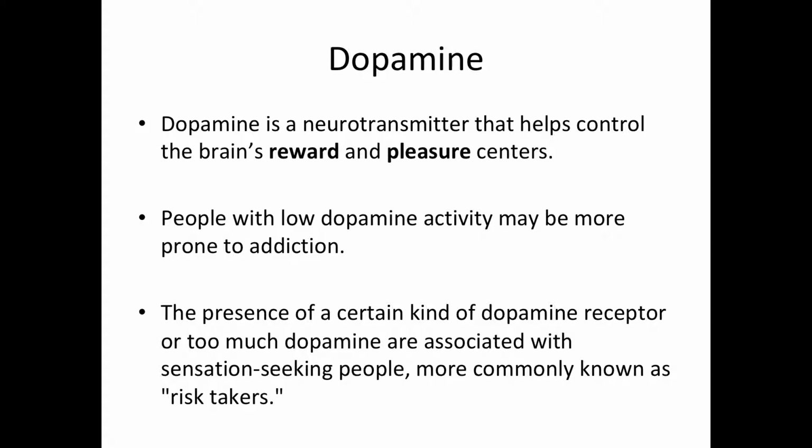Okay, so as I just said, throughout the slides, I'm going to talk about some neurotransmitters. We just talked about GABA, so the last one was GABA. Now we are briefly going to talk about dopamine. So dopamine is a neurotransmitter that helps control the brain reward and pleasure centers. So people with low dopamine activity may be more prone to addiction. And the presence of a certain kind of dopamine receptor or too much dopamine is also bad. So it's associated with sensation-seeking people, more commonly known as risk takers.